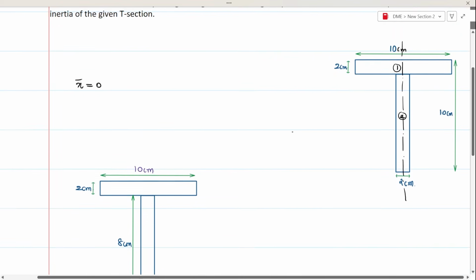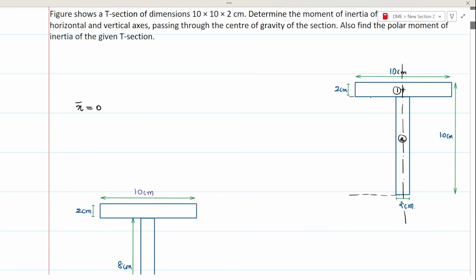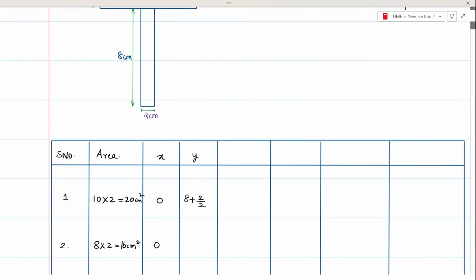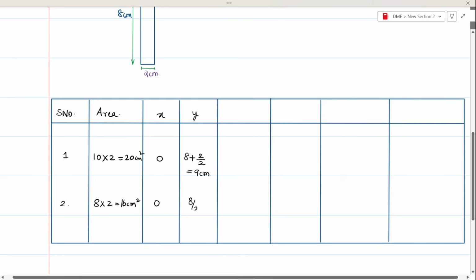Now the y coordinate. The distance from the base of the T section up to area 1 is 8 centimeters and the height of area 1 is 2 centimeters. So the centroid of area 1 would be 8 plus 2 by 2, which is 9 centimeters. And in the second case, the centroid would be 8 by 2, which is 4 centimeters.